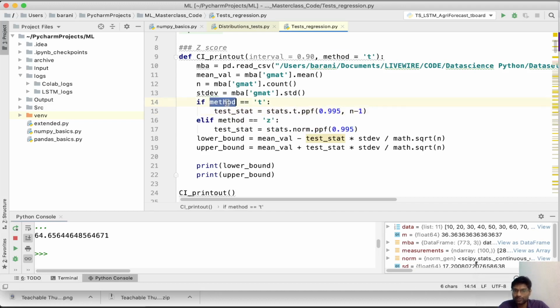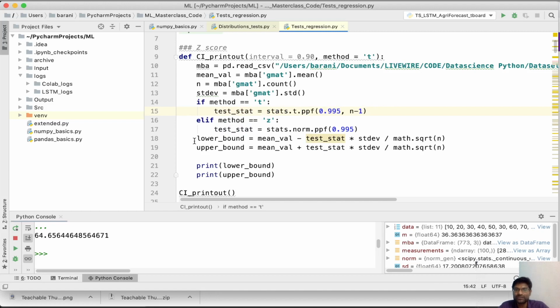The input for which method variable comes from the function argument, which is a keyword argument in fact here. Okay. First, I'll take the t distribution here. So stats.t.ppf 0.995, which is the confidence level which I want to calculate, and comma n minus 1. Here n minus 1 represents the degrees of freedom. Usually degrees of freedom comes only when a sample is considered. So this t test includes an additional argument.